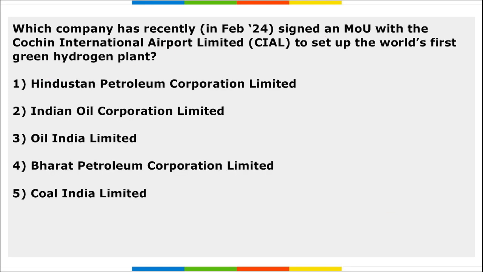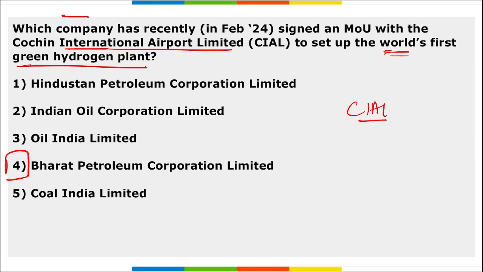Next, which company has recently signed an MOU with Cochin International Airport Limited to set up the world's first green hydrogen plant? So which company has recently signed an MOU with Cochin International Airport Limited to set up the world's first green hydrogen plant? It is Bharat Petroleum Corporation Limited, BPCL. Under this, a 1,000 kilowatt pilot project will be established at the airport premises at Cochin International Airport, that is in Kerala.